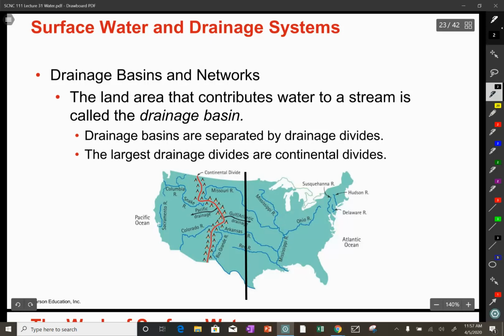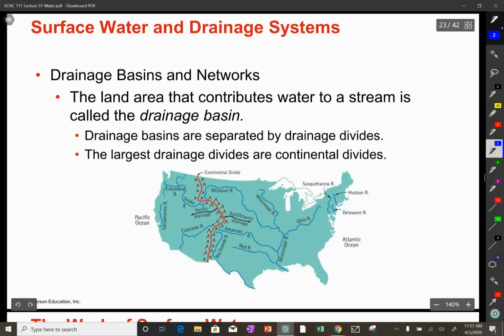Hopefully, if I do enough undos, there we go. So the Continental Divide is actually this red line. And what it has to do with is drainage of water. If it rains in the mountains, where does the water go? Well, it depends on which side of the Continental Divide you're on.